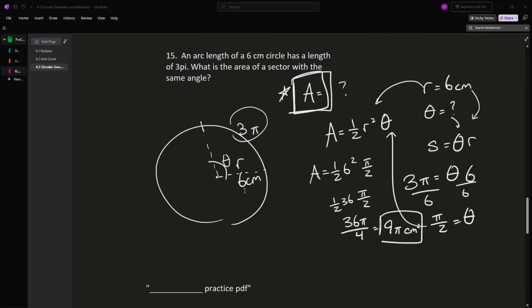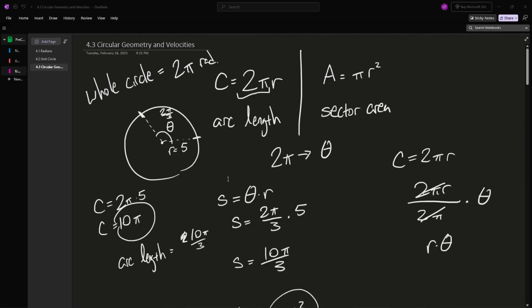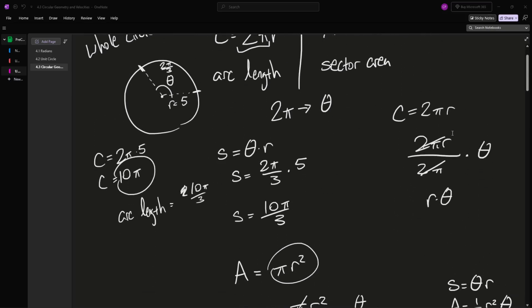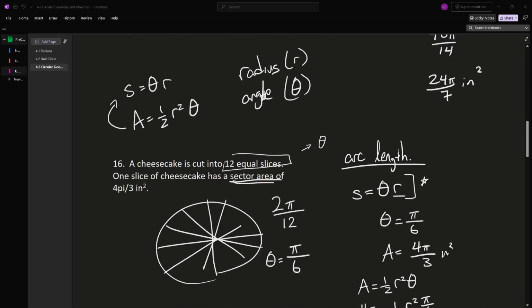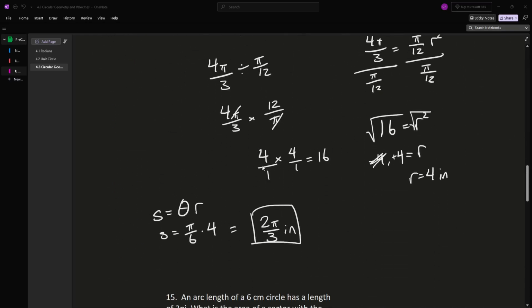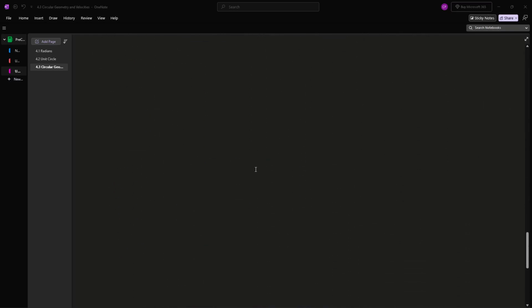Hi, welcome back to part 3 of 4.3, and we're going to finish it off with velocities. So part 1, we talked about these two formulas. We have circumference and area converted to arc length and sector area. Part 2, we applied it. We did two big problems with it. And now in part 3, we're going to talk about a bit more.